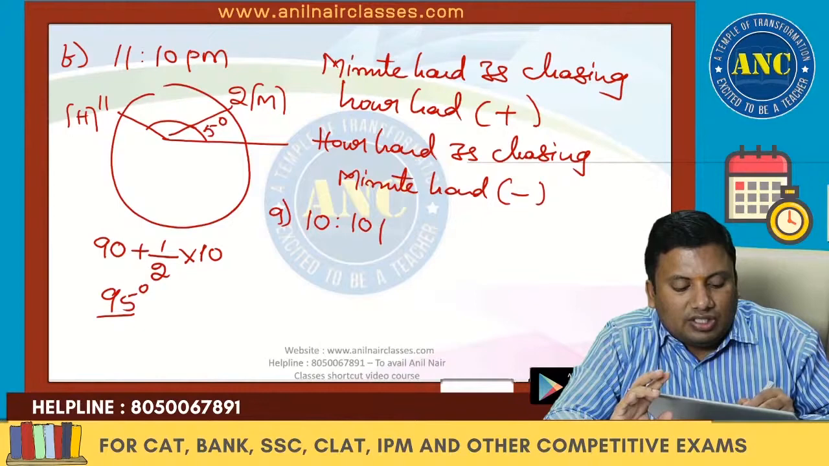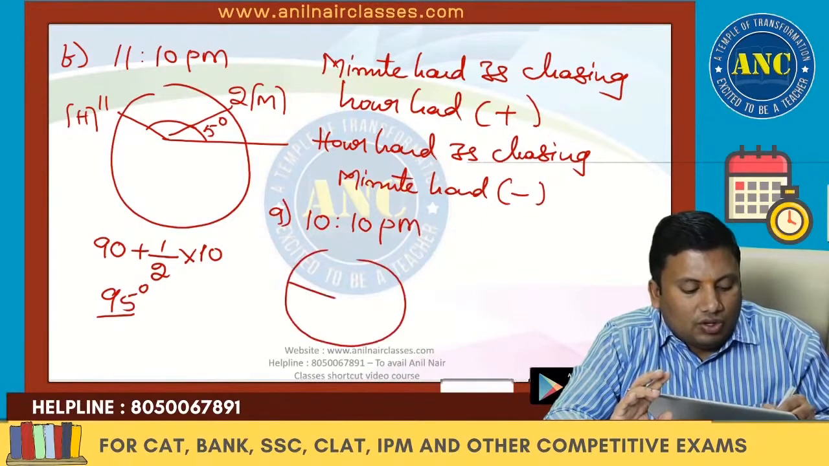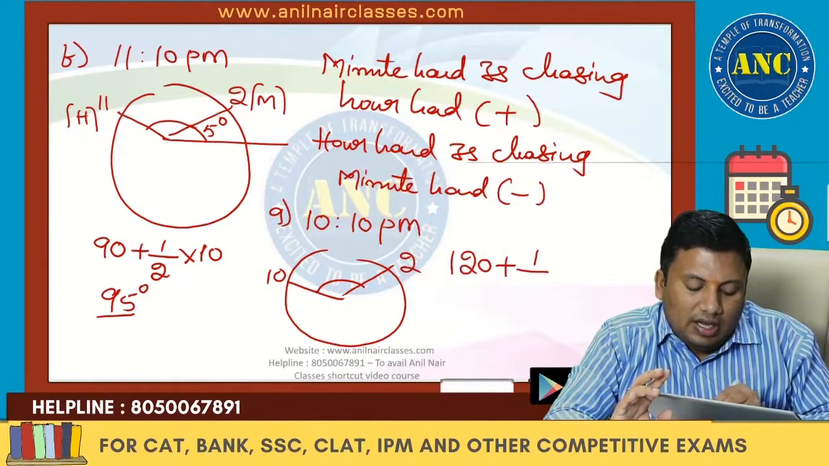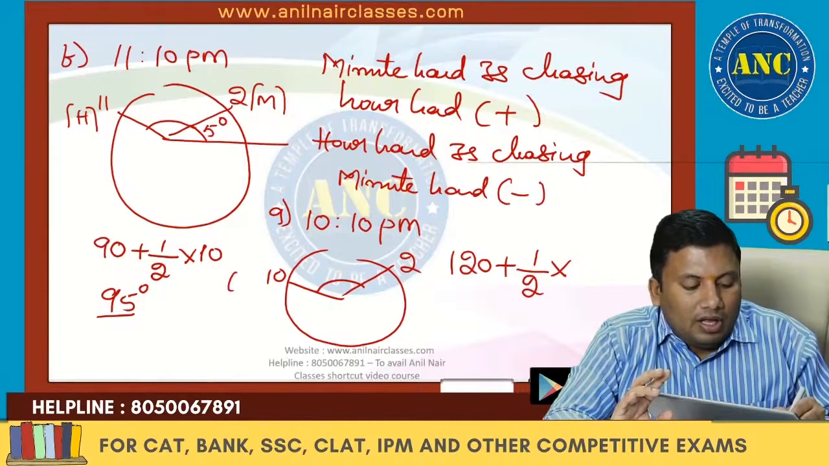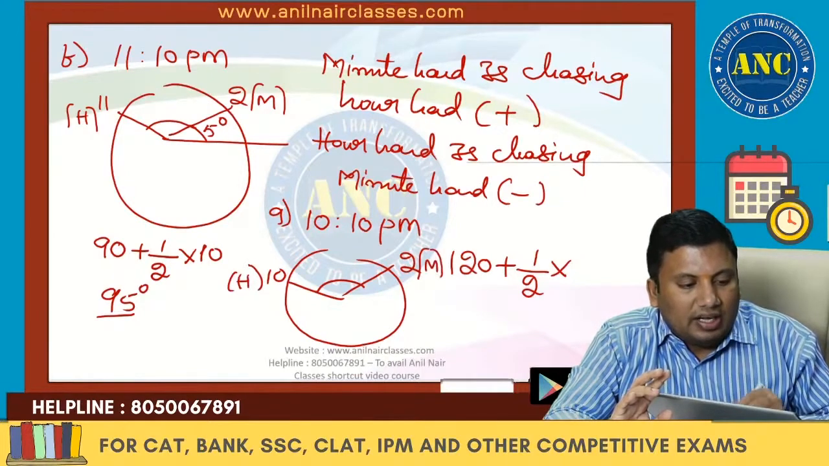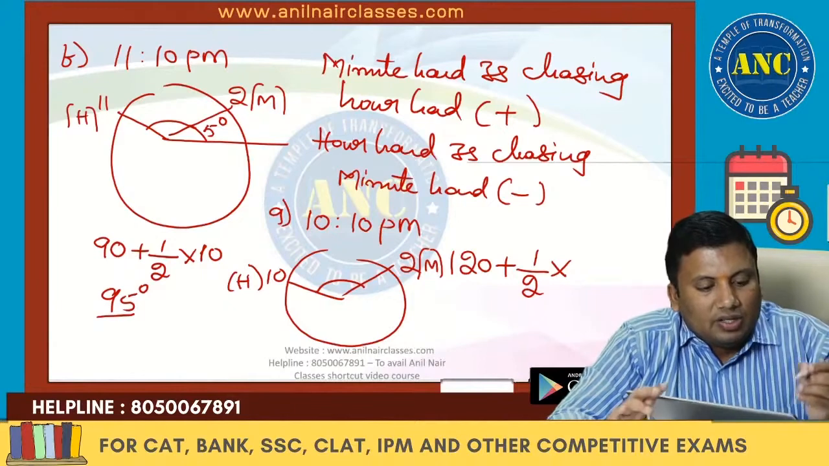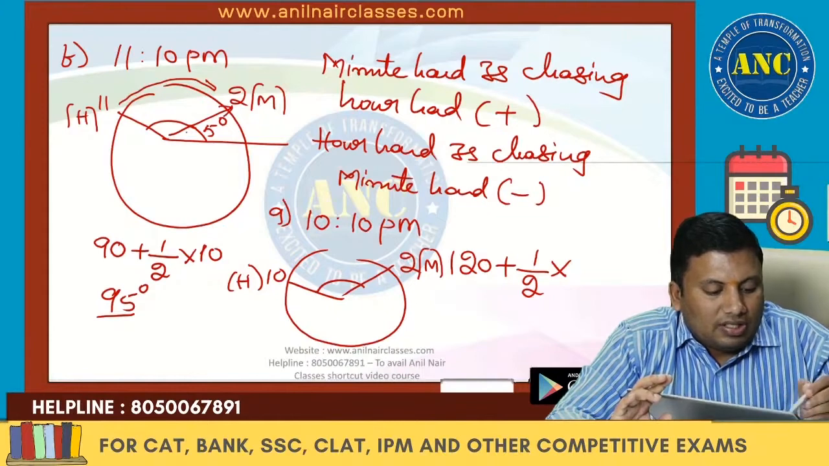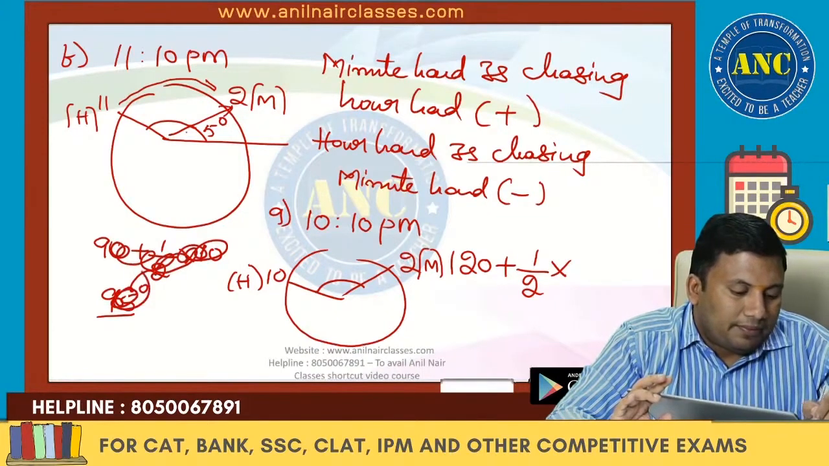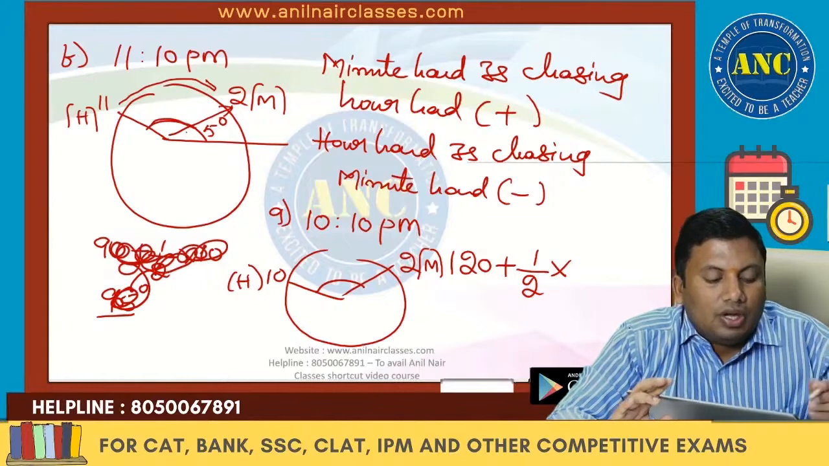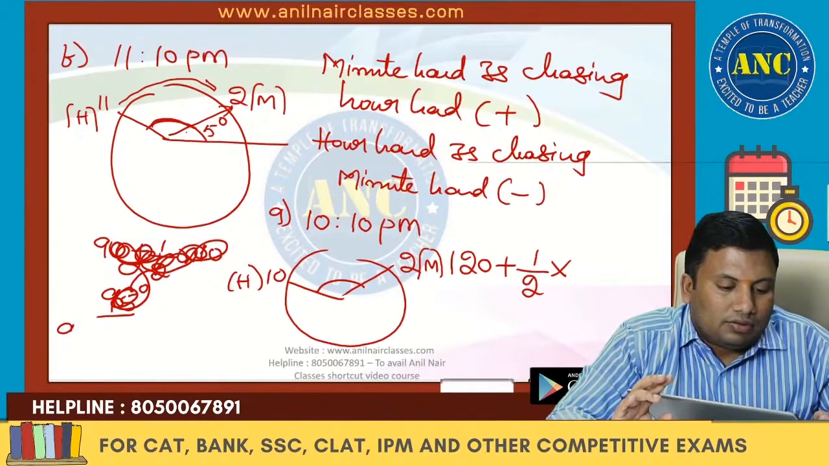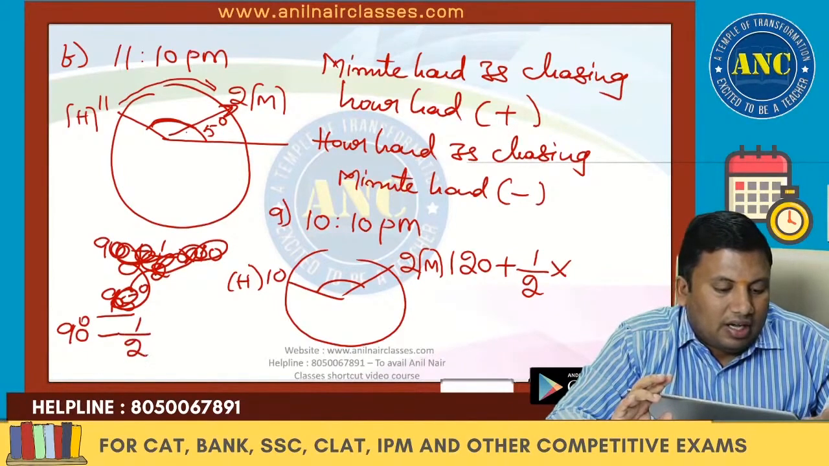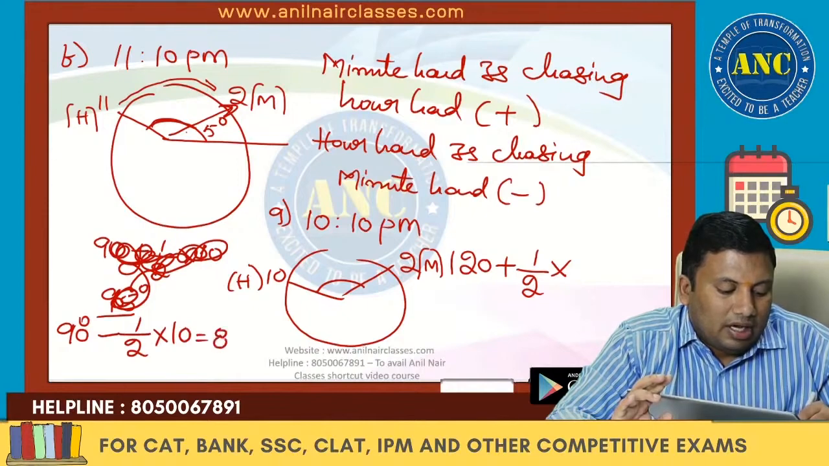Suppose it is 11:10. So 10 to 2 means 4 hours difference, it is 120 plus half into 10. This is the hour hand and this is the minute hand. So here the hour hand is chasing the minute hand. This is 11 to 2, it is nothing but 3, 90. When the minute hand reaches, it will tilt for half into 10. This is nothing but 85 degrees.